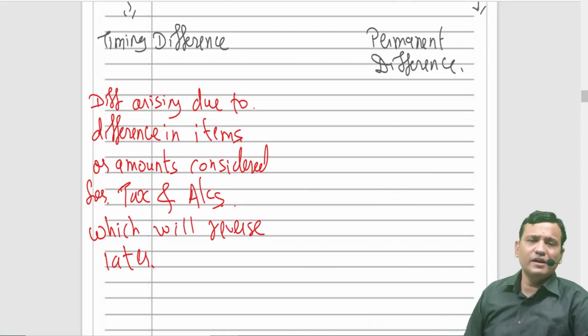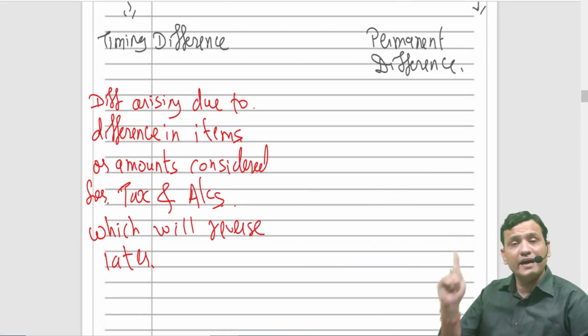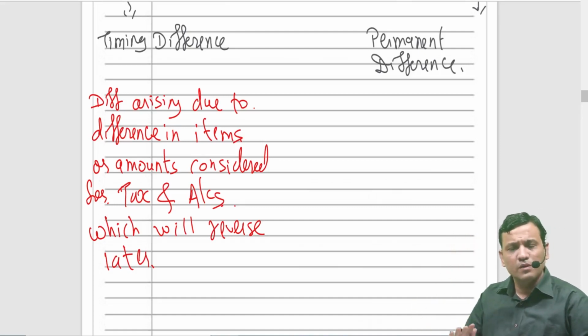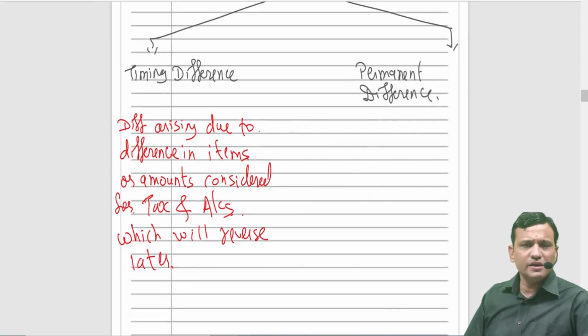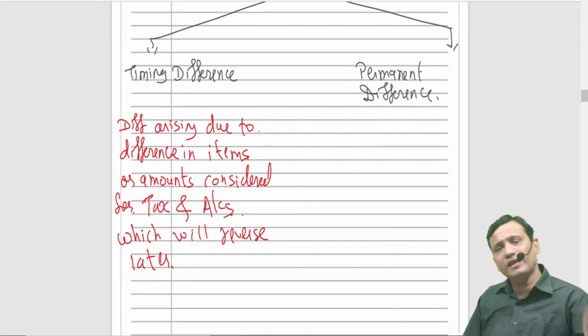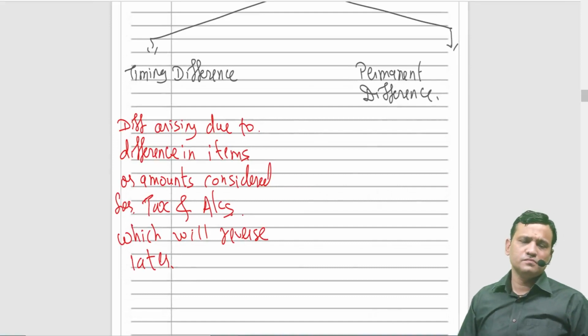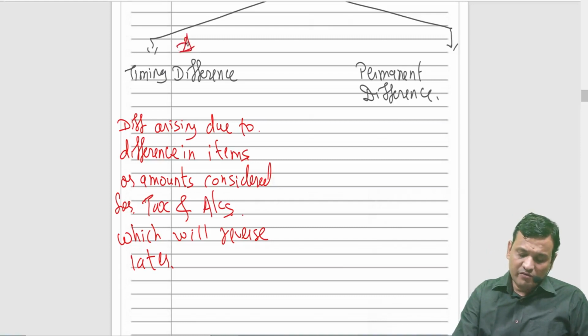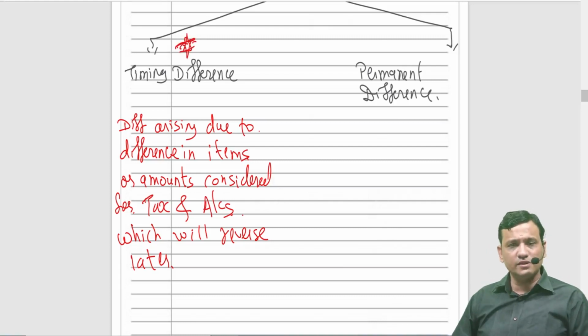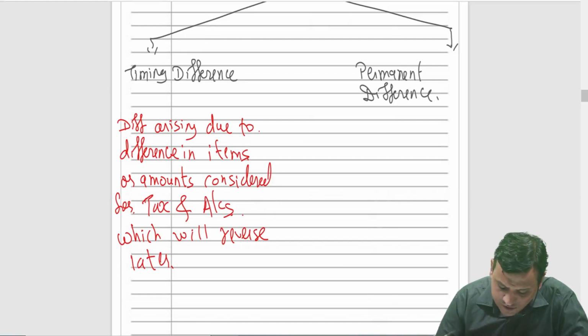When something has been debited in the P&L of accounts, it will be debited in the P&L of tax also. Something credited in the P&L of accounts will be credited in tax also. Maybe this is just a timing difference. I have credited it today; for income tax purposes, the same will be considered, but later on. So this difference may be due to some items being different, or the amounts for those particular items being different. That is timing difference, and this is the most important area where we will be doing deferred tax and all those things. But what is permanent difference, my friends?